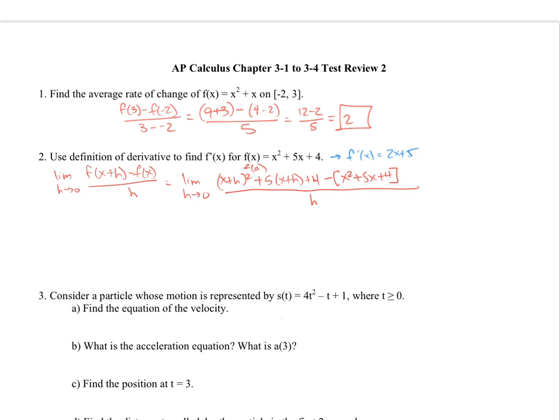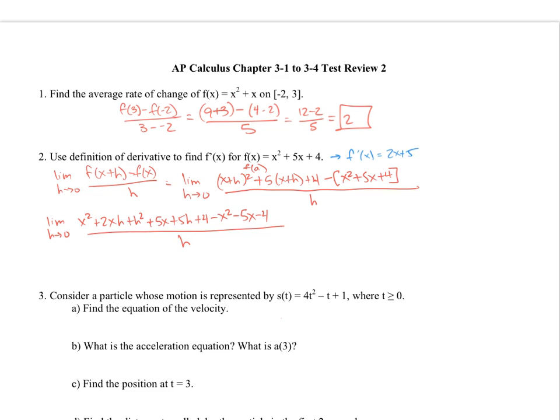All over the h. Now, continuing on, we end up with the limit as h goes to 0, and we're going to FOIL this whole thing out. So we end up with x squared plus 2xh plus h squared. Now, if I did this correctly for this problem, things should reduce out. Plus 5x plus 5h plus 4, minus the x squared, we're distributing at this point, minus the 5x minus the 4, all over h again.